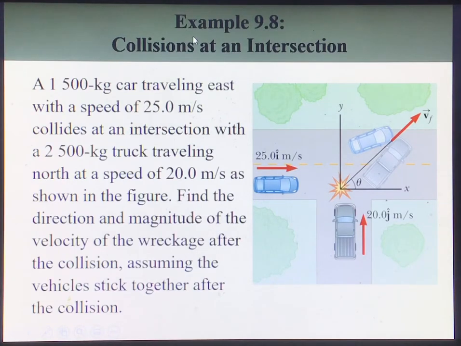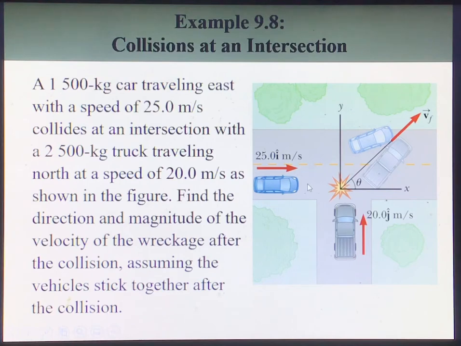All right. So at this time, let's look at example number 9.8. In example 9.8, we're going to look at a collision at an intersection. So we have this picture here. We have a 1,500 kilogram car that was moving in the i direction, in the east direction. It is going to collide with a 2,500 kilogram truck that was traveling north at a speed of 20.0 meters per second. And then it's going to ask us to find the direction and the magnitude of the velocity of the wreckage after the collision, assuming that the vehicles stick together after the collision.